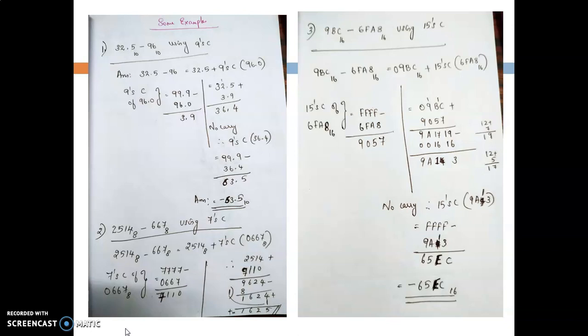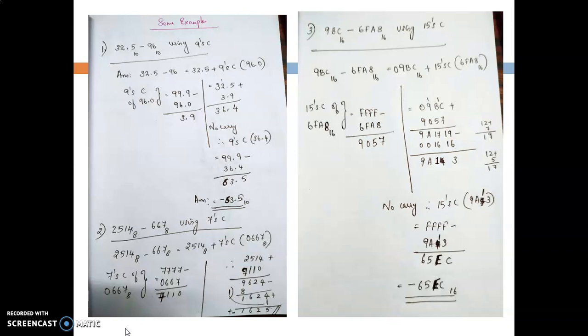So how will you find the 9's complement of 96? We know that it is base 10, so you are subtracting 96 from the maximum possible number in base 10. Each digit will be subtracted from the maximum digit possible in that number system. Here, keep in mind that when you performed 1's complement subtraction, you made the number of digits in both numbers the same, isn't it? So here also I am doing the same. 32.5 minus 96 can be represented as 32.5 minus 96.0. So the 9's complement of 96.0 is 99.9 minus 96.0, isn't it?